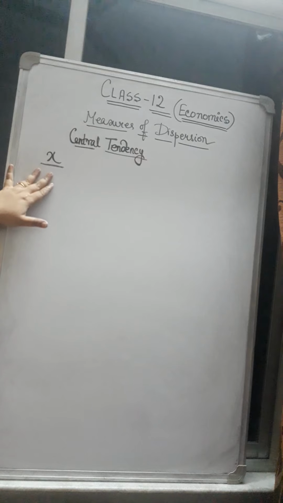Class 12, we will be starting off with the new chapter, Measures of Dispersion in Economics. Now, what is X? X in mathematics, we generally use X, Y, Z in case of variables.